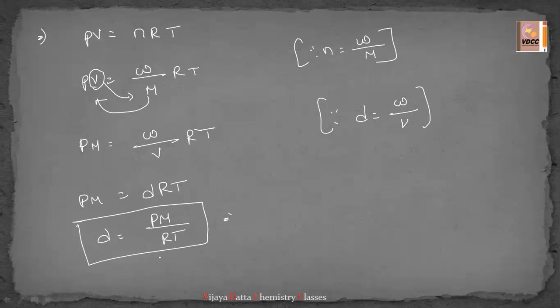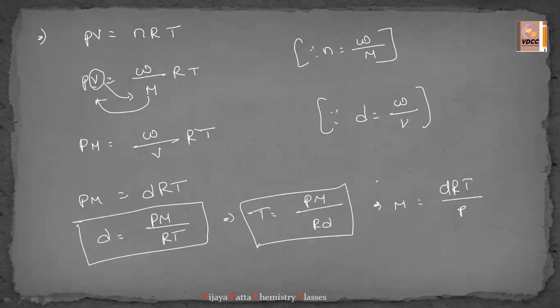Not only this, you can alter this formula. If you want to calculate the temperature, then the value will be PM by R into D. If you want to calculate M, then the value is dRT by P. If you want to calculate P, then dRT by M. So these are the formulas. Whatever he asks to calculate, you can calculate by using these. So this is about the ideal gas equation.